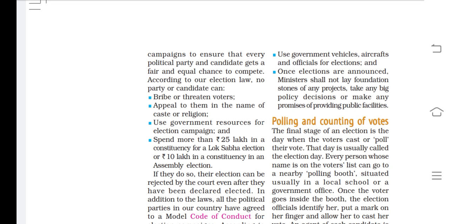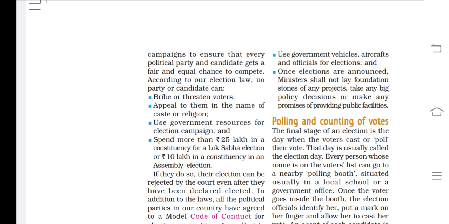They cannot use government resources for election campaign. Means they cannot use government resources at all for election campaigns. And they cannot spend more than rupees 25 lakh in a constituency for a Lok Sabha election and rupees 10 lakh in a constituency in an assembly election. Means for Lok Sabha elections, the expenditure should not be more than 25 lakh, and for assembly elections not more than 10 lakh. So these are some rules that whenever a party or a candidate is standing in an election, they cannot do these things.